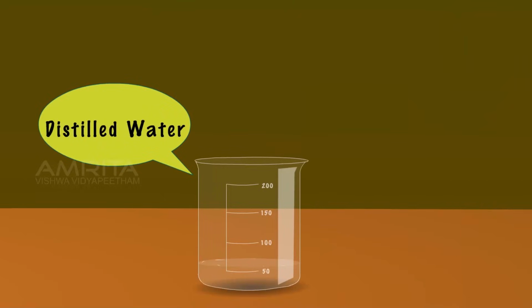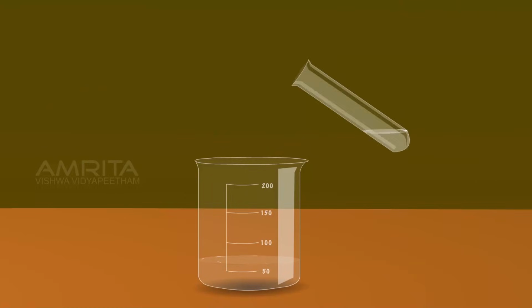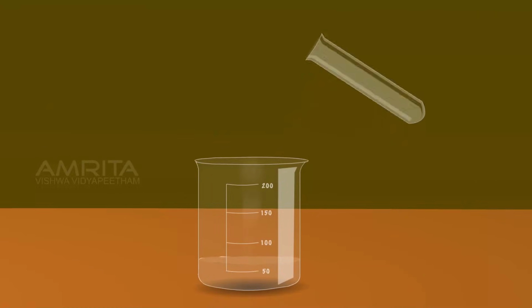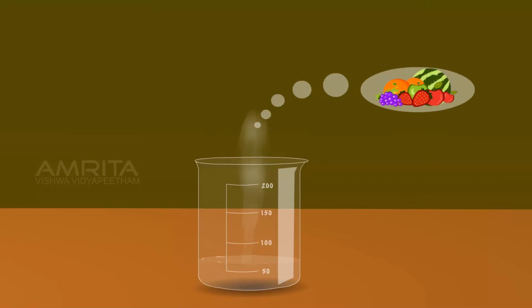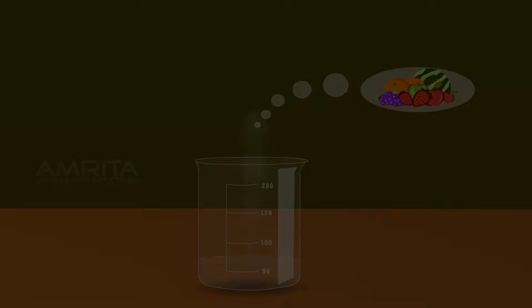Pour it into a small beaker containing distilled water. Carboxylic acid reacts with alcohol in the acidic medium to produce fruity smelling compounds called esters.